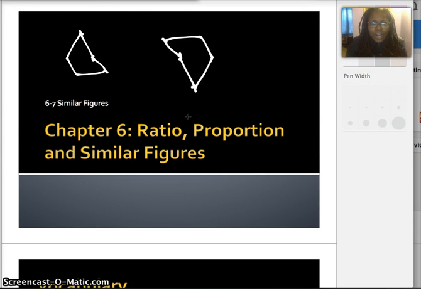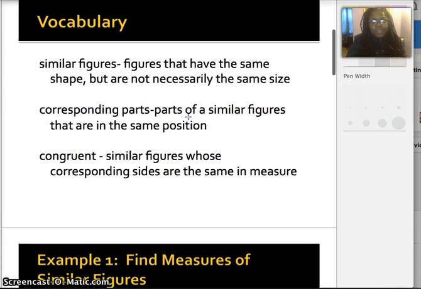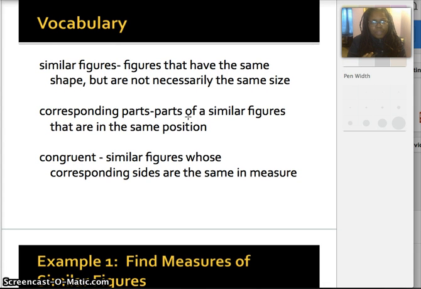These figures are called similar figures, and the reason why is because they are the same shape. They might not be the same size, but they are the same shape. So we're going to talk about similar figures. We're going to do a little bit of proportion action on it, and we're going to solve for missing sides. Let's take a look at our vocabulary. Similar figures are figures that have the same shape but not necessarily the same size.